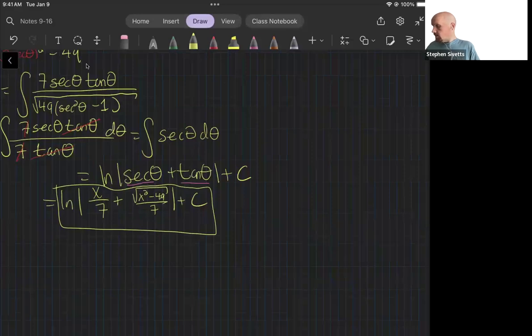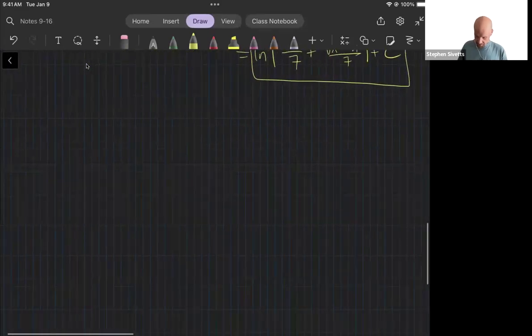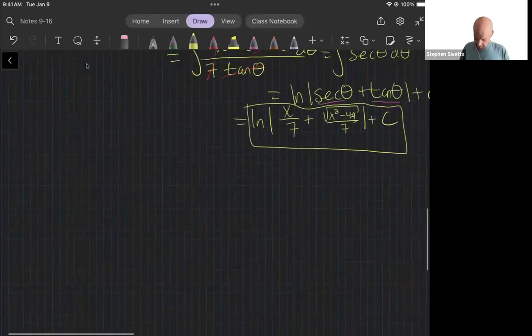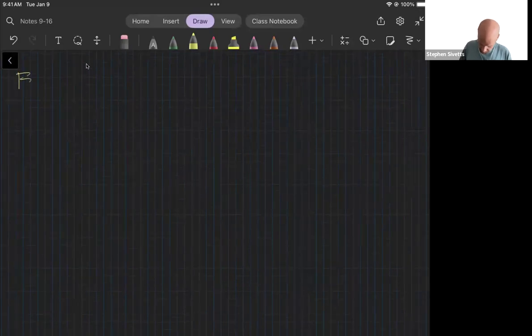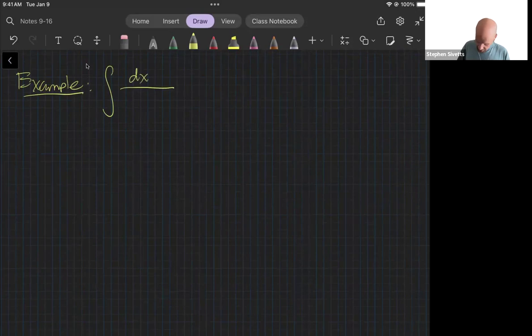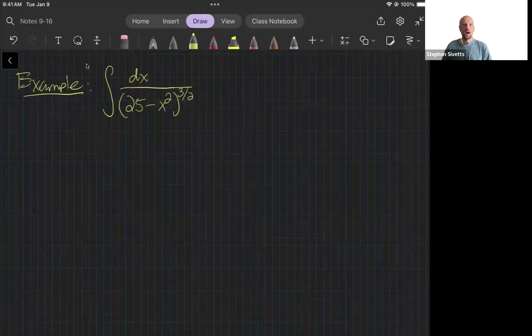Okay. So how about another example? Here's another example. I'm going to be writing out examples left and right. So here's another one: dx divided by 25 minus x squared to the 3/2 power. All right. So pause the video and try to look at how to integrate this function. I'll be back here in a second.